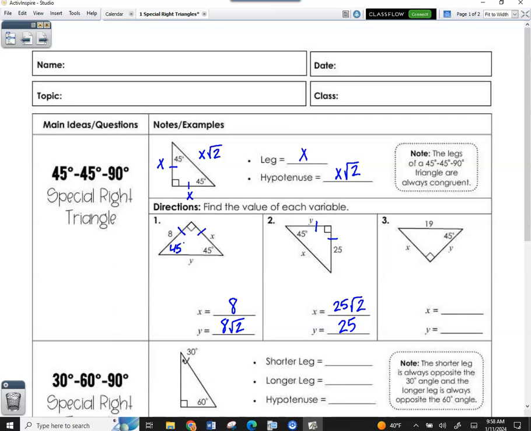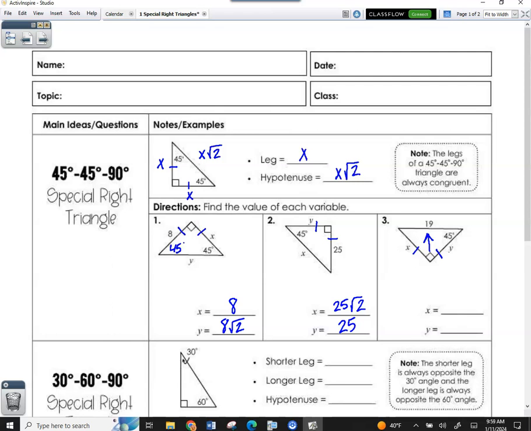Okay, so look at it. It's giving me the hypotenuse. I don't know either leg, and it has it as two variables, but I do know I'm dealing with a 45, 45, 90, so I'm going to make my congruent marks, so now I know if I find one, I found the other. There's a couple of ways to go about this.